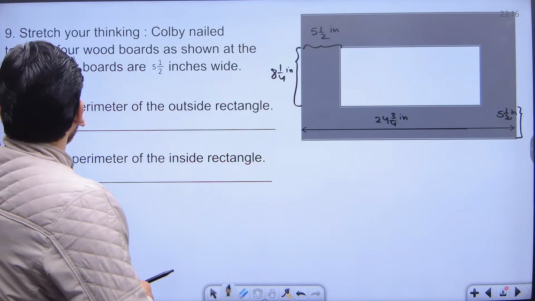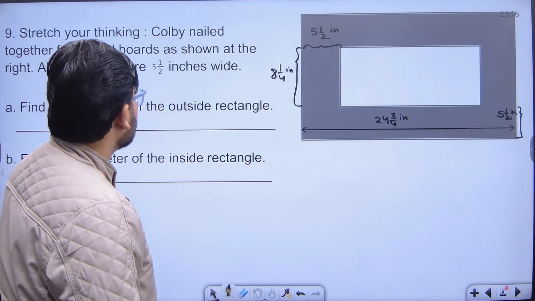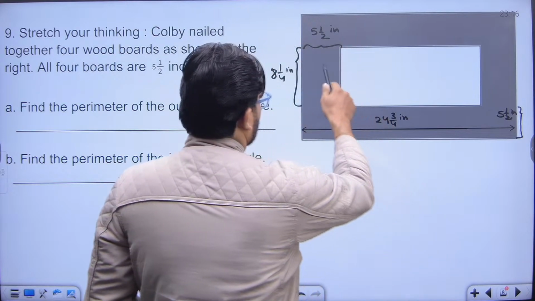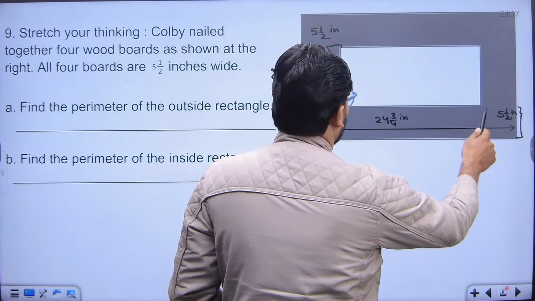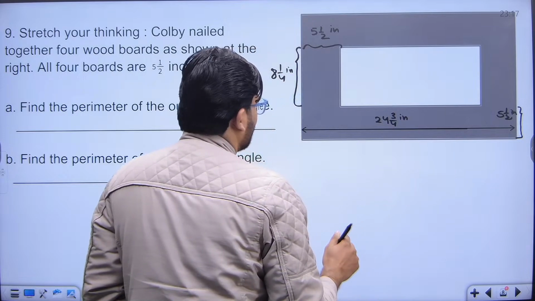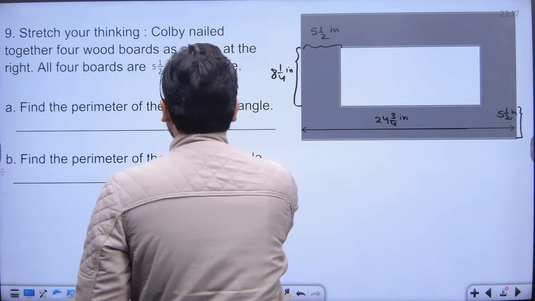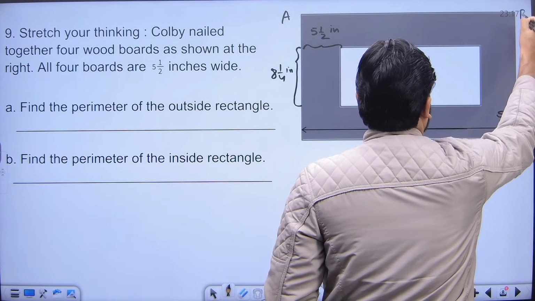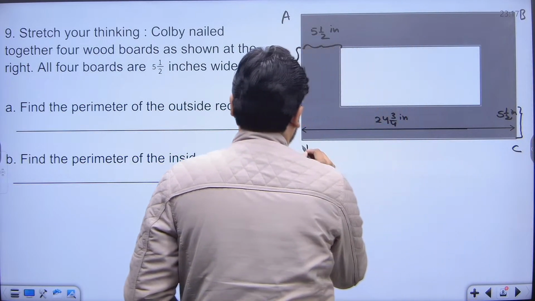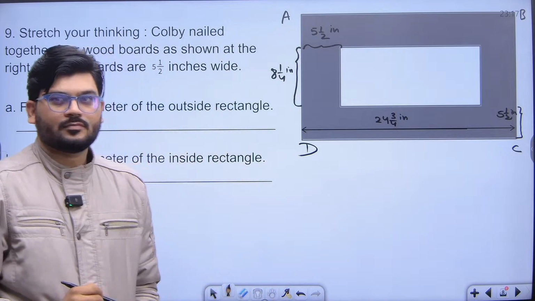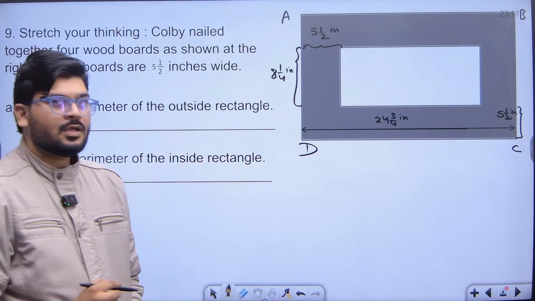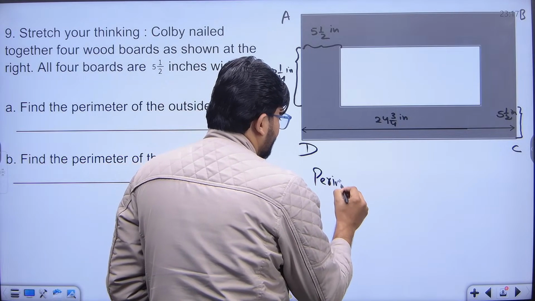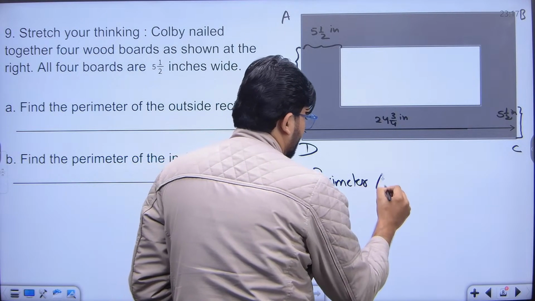Stretch your thinking. Colby nailed together 4 wood boards as shown at the right. All 4 boards are 5.5 inches wide. Okay, so this is 5.5 inches, this is 5.5, this is 5.5. So first of all, we've been asked to find the perimeter of the outside rectangle. So first we will write ABCD. Then how to find the perimeter of ABCD? So we will write perimeter ABCD.